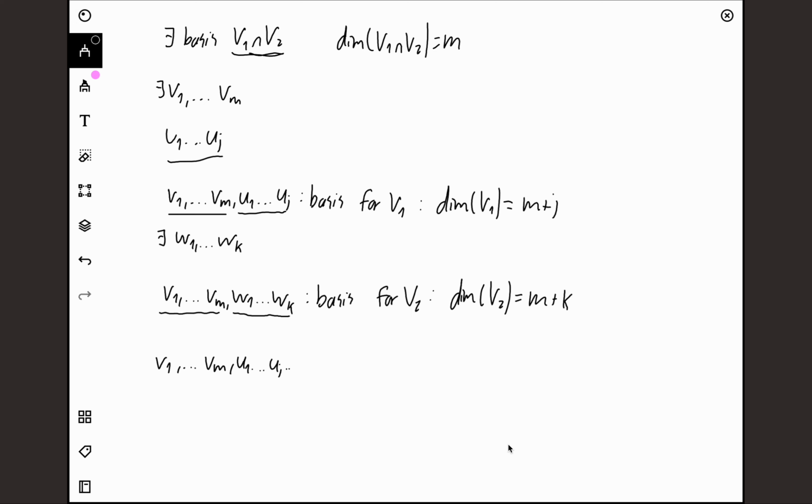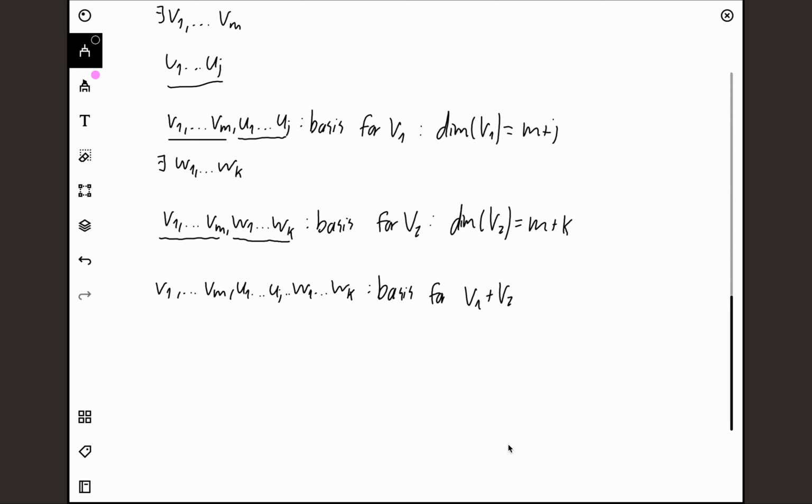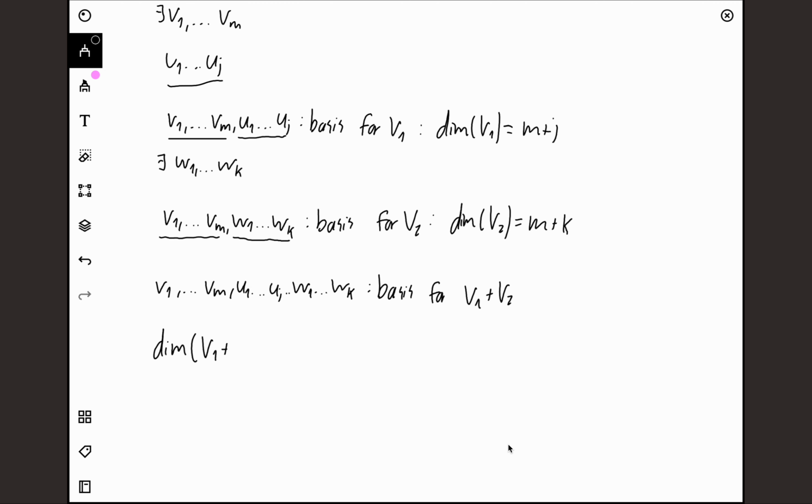And now what we're trying to prove is that v1 to vm, u1 to uj, w1 to wk, these vectors are a basis for V1 plus V2. Because once we show that these vectors are a basis for V1 plus V2, we can easily prove the theorem. If these vectors are the basis, then the dimension of V1 plus V2 just equals m plus j plus k. Here we have m v basis vectors, j u basis vectors, and k w basis vectors.